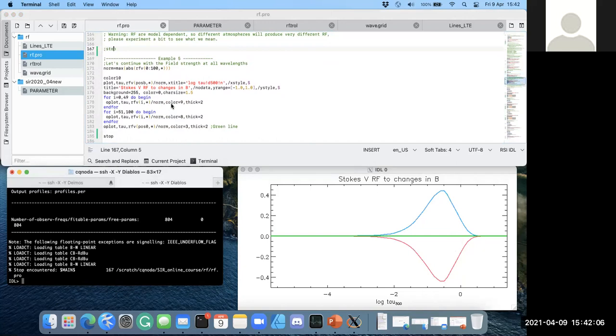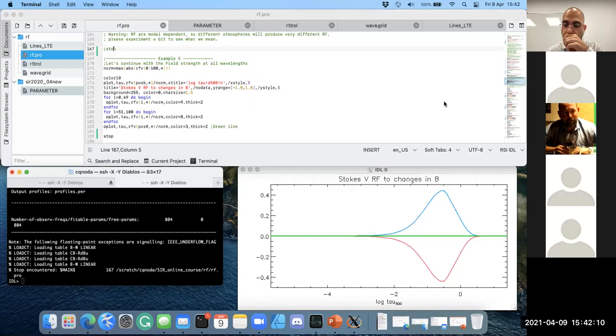Yes. This response function corresponds to a certain range of perturbation of the parameters and a step. Is that defined somewhere, or how can you say what amount of Stokes V is changed corresponding to a 10 Gauss change? Yeah, Basilio, I think these are analytical response functions, and this is a change in the unit.